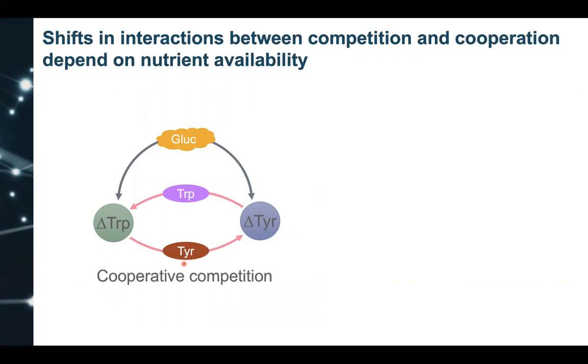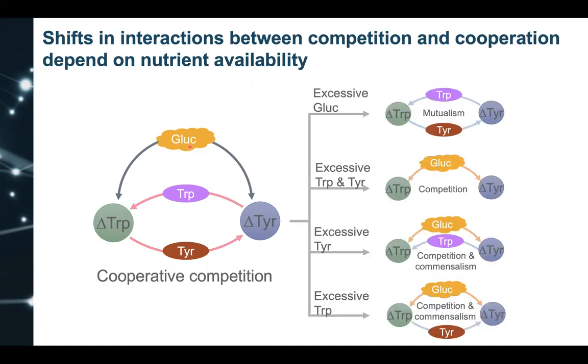Thus, in a two-member system of the two, they have to depend on each other to get the amino acid that they cannot produce. That's where the cooperation comes in. However, they're both mutant E. coli. They both grow on glucose, thus they both need glucose available. That's where the competition comes in. So we can actually take a look at how these microbial interactions change with changes of these nutrient availabilities.